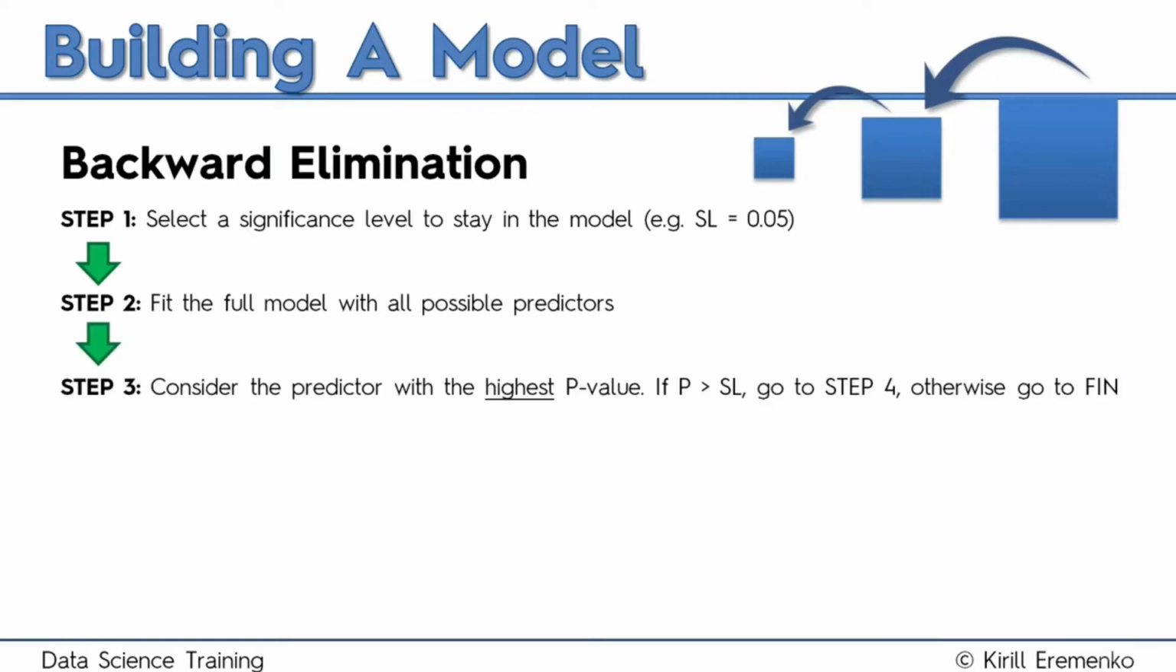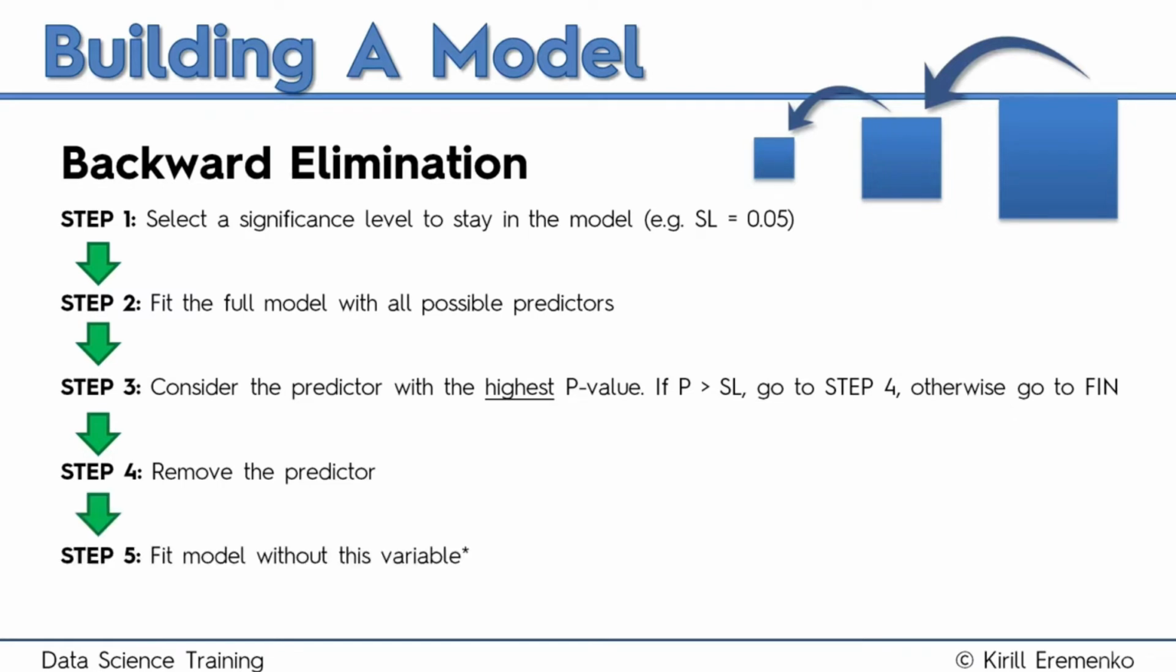Step 3, you consider the predictor with the highest p-value. Remember those p-values that we talked about, for instance, in Gretl or in any software, you can see them. So after you fit the model, you'll see the one with the highest p-value. If p is greater than your significance level, then you go to step 4. And step 4 is you have to remove that predictor. So you remove the variable that has the highest p-value.